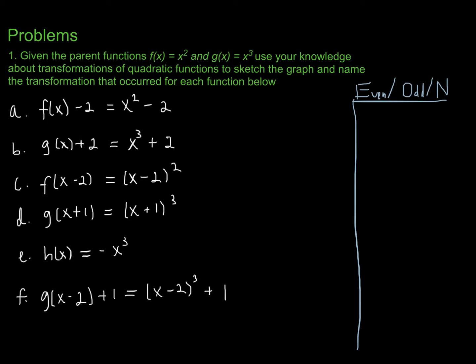brief graph. You want to sketch a different graph for each of these, and so you should have 1, 2, 3, 4, 5, 6 different sketches. And for each one of these, by looking at the sketch, you want to determine whether it's an even, an odd, or a neither function. Okay? So for each of these, name the transformation that occurred, be specific, sketch a quick graph to show the transformation of the parent function, and then determine even, odd, or neither.